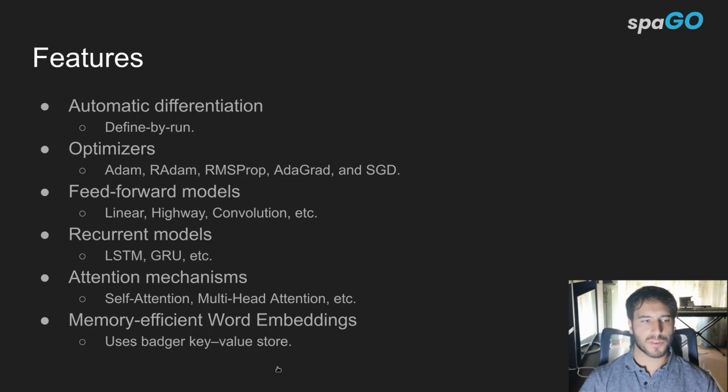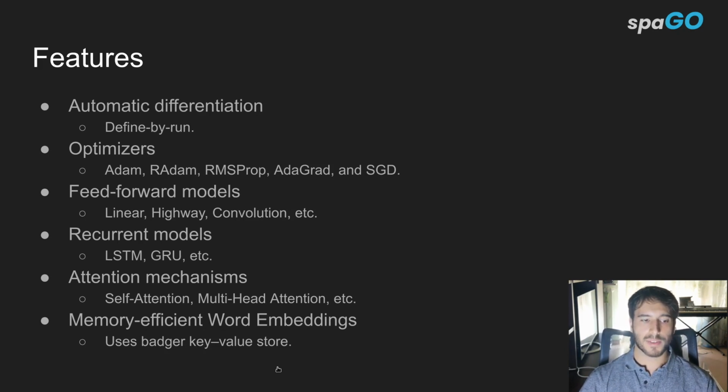spaGO ships with a lot of features. I got inspiration from the PyTorch framework in terms of automatic differentiation using a define-by-run approach. spaGO has built-in optimizers from the basic stochastic gradient descent to some powerful variants of it, like Adam, RAdam, RMSprop, AdaGrad, etc. We have feed-forward models such as linear model, highway, convolutional models.